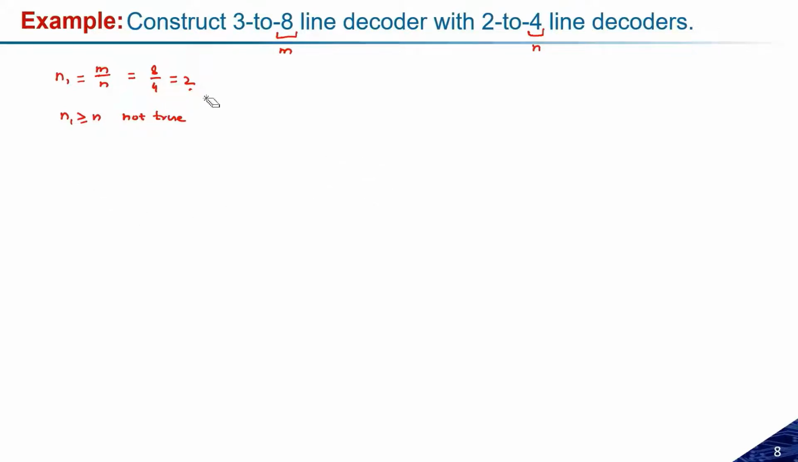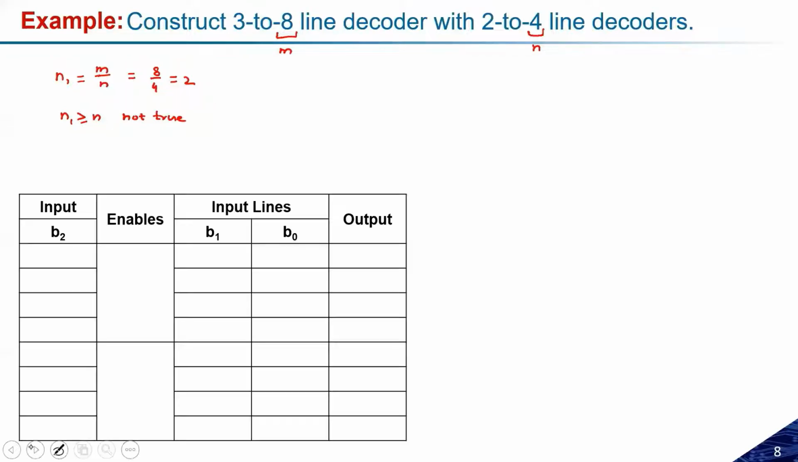So as of now, we have one piece of information: the number of decoders required in stage 1 is 2. I will fill this table later on. Let us try to see what the decoder requirements are.